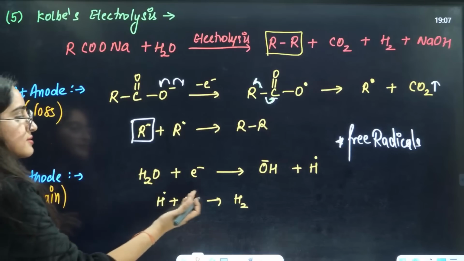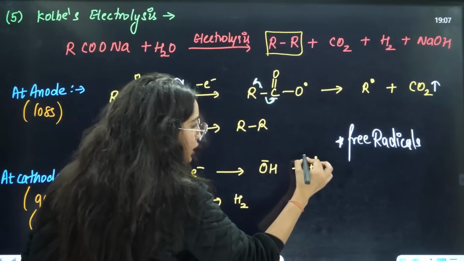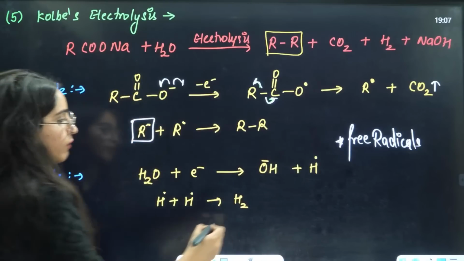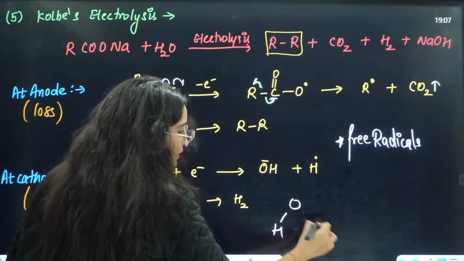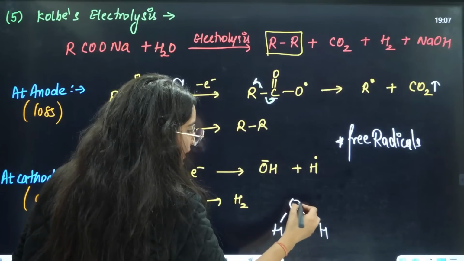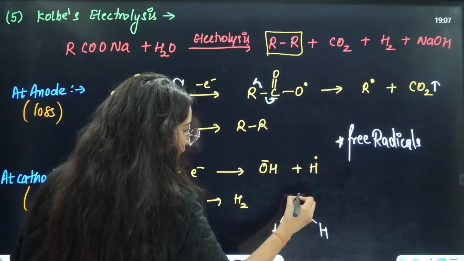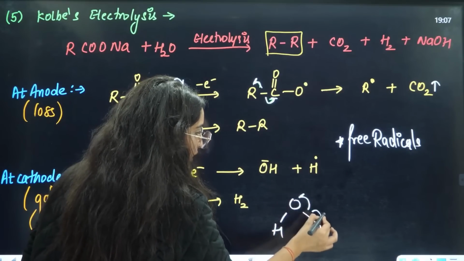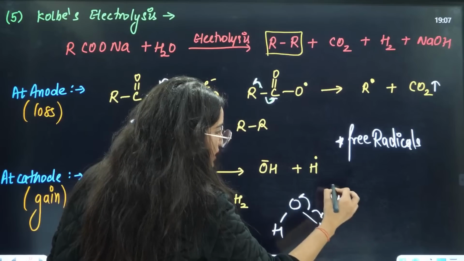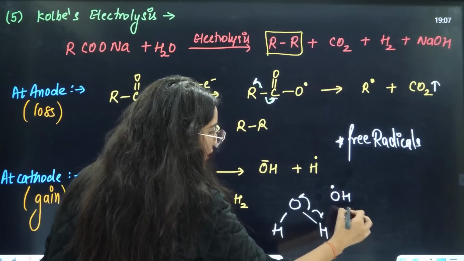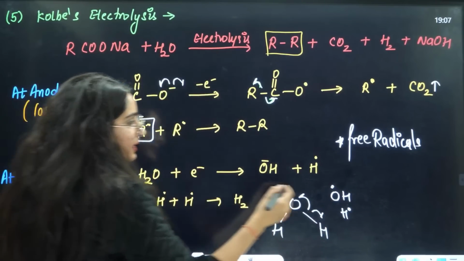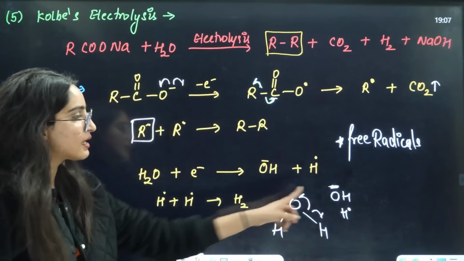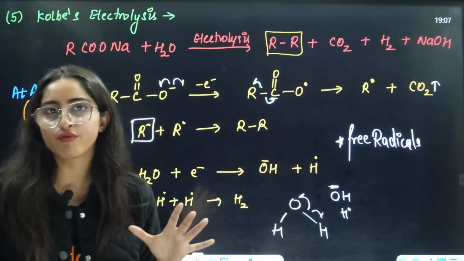At the cathode, there is gain of electron and hence you will have the formation of H free radical. How will it be formed? Basically, you will have this thing. Here you are gaining the electron. So it will gain the electron and firstly this will break, and you will have the formation of OH free radical and H free radical. When this gains the electron, it will become OH free radical with a negative charge. That is why you have OH negative and H free radical.